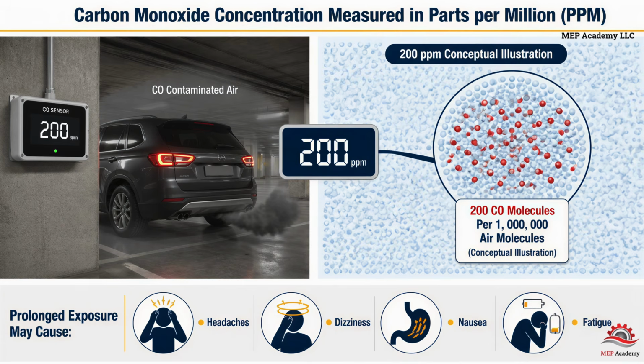Measuring and controlling CO levels. Carbon monoxide concentration is measured in parts per million, commonly referred to as ppm. For example, 200 ppm means there are 200 molecules of carbon monoxide in every 1 million molecules of air. Prolonged exposure to this concentration can cause headaches, dizziness, nausea, and fatigue.